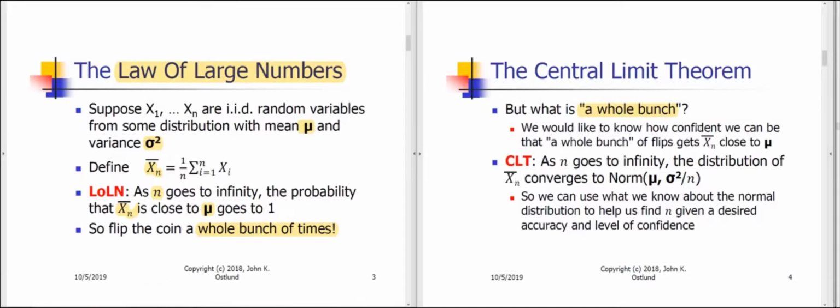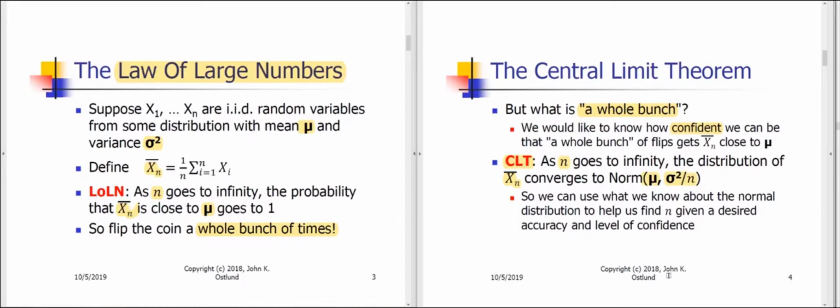We'd like to have some way of measuring how confident we can be that xn bar is getting close to the actual mean. Here, we can make use of the central limit theorem that says, as the sample size goes to infinity, the distribution of the means of our samples is going to converge to a normal distribution, with the mean being the actual mean for the random variable x, and the variance being the variance of x over n.